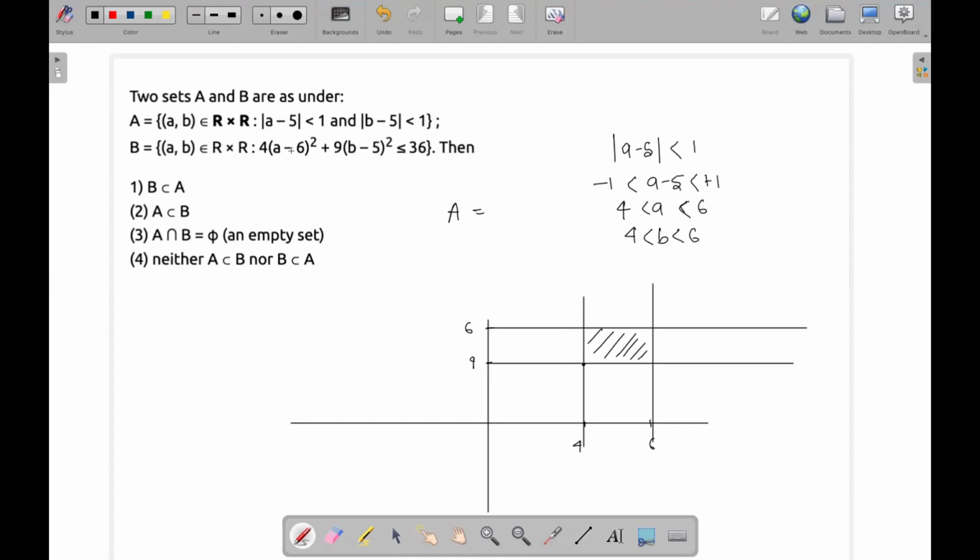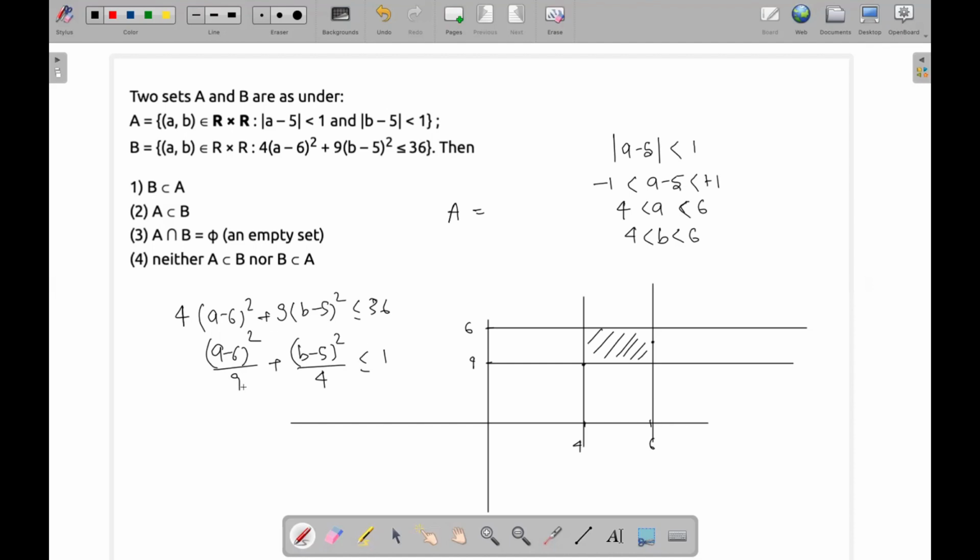Now, what is this set B? If I'm looking at set B, this is actually given as 4 times (A minus 6) whole squared plus 9 times (B minus 5) whole squared, less than or equal to 36. If I divide by 36, then this will become (A minus 6) whole squared upon 9 plus (B minus 5) whole squared upon 4, less than or equal to 1. So this is looking like an equation of an ellipse whose center is actually at 6 and 5. Somewhere over here, 6 and 5, this is where the center of the ellipse is.